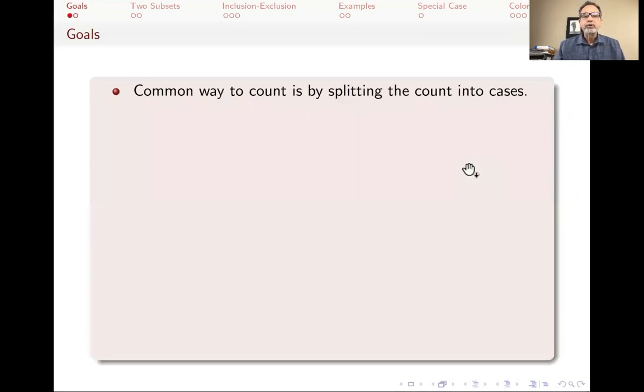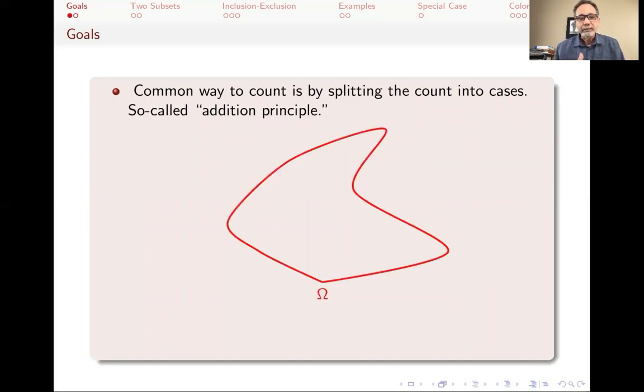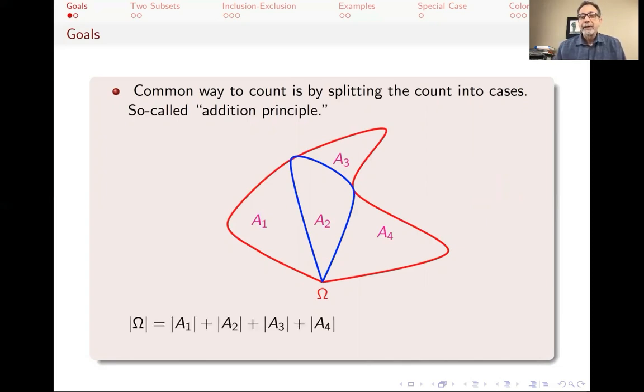A common thing that we do in combinatorics is to count. One way to count a set of objects is to break it down into cases. That's something we sometimes call the addition principle. You have a set omega that you want to count the number of its elements, and you might break it up into a bunch of parts. For example, I broke up my set omega into A1, A2, A3, A4. Then you might count each one and add them up, and that will give you the size of omega. That is breaking down your count into cases, and that's something that we often do in combinatorics.